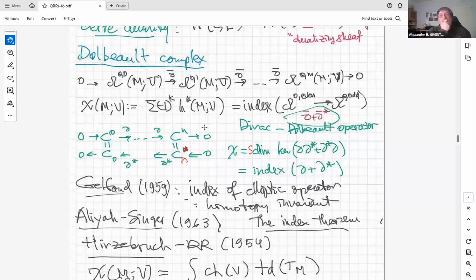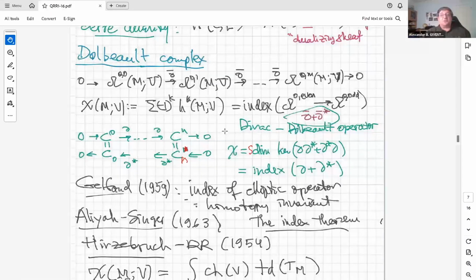But so far it still uses the complex structure, the holomorphic structure, of the manifold and the bundle. In fact, there is a more flexible approach which doesn't require a holomorphic structure.